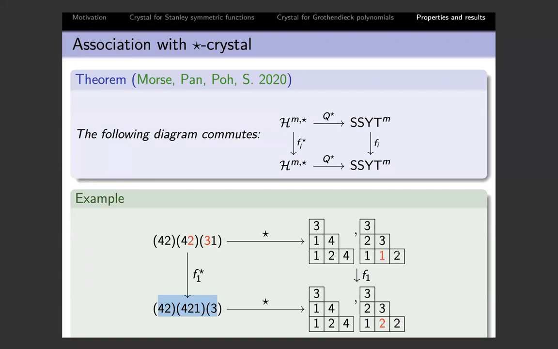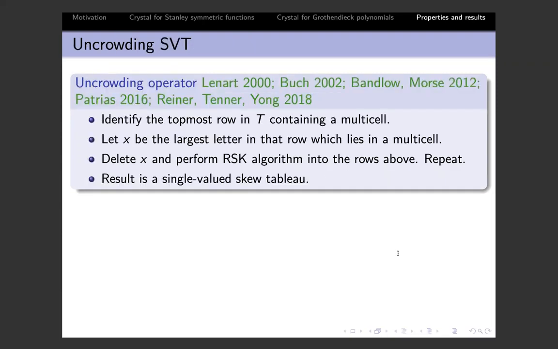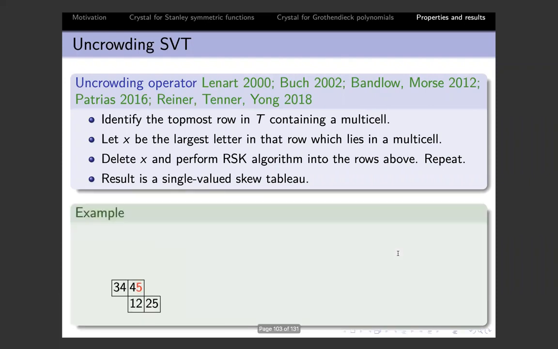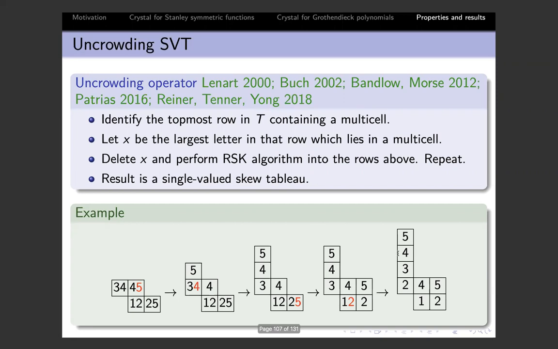And since I'm almost out of time, let me just very briefly mention that on set value tableaux, there's also something called an uncrowding operator. Well, since we just went through the COVID pandemic, right? You don't want to have too many things in a single box. So you want to uncrowd the cells. You do that by RSK. So I don't want to go through all the details.